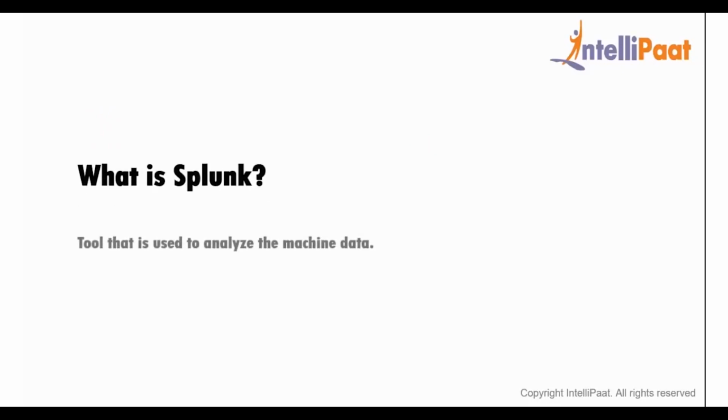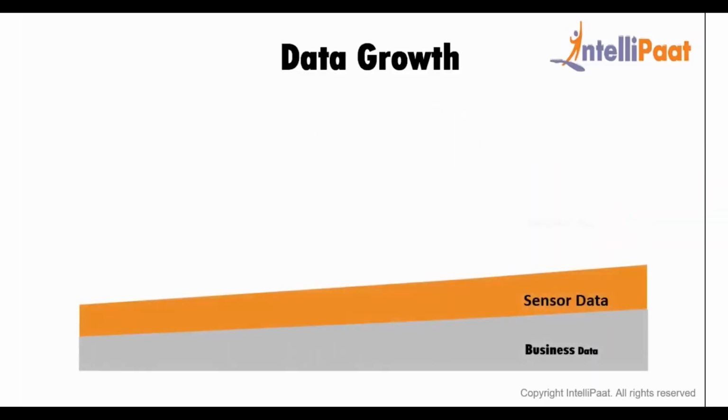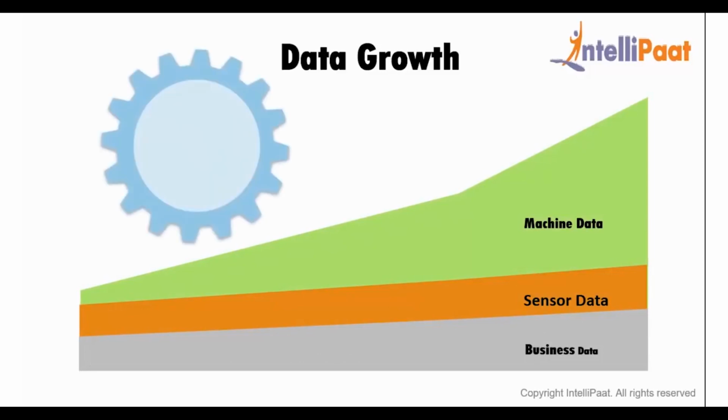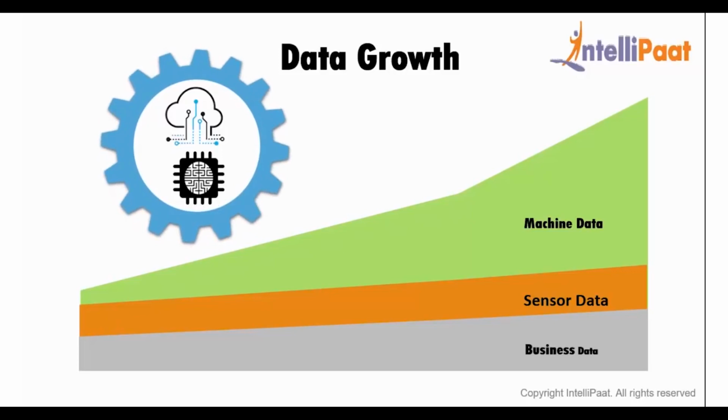So before moving to why we need Splunk, let us actually see what Splunk is. Have you heard of the word Splunk? Splunk is a software or tool that is used to analyze machine data. But have you ever thought about why we have to analyze machine data? You must be aware of the exponential growth in machine data over the last decade. This was mainly because of the growing number of machines and the usage of IoT devices.